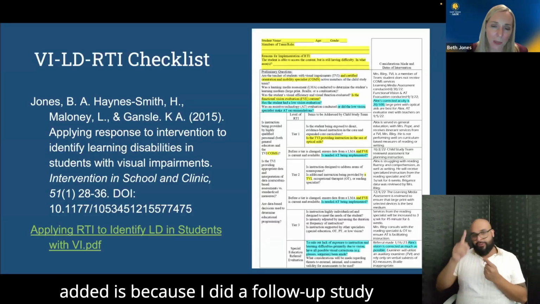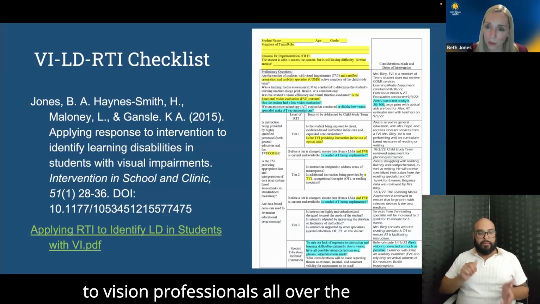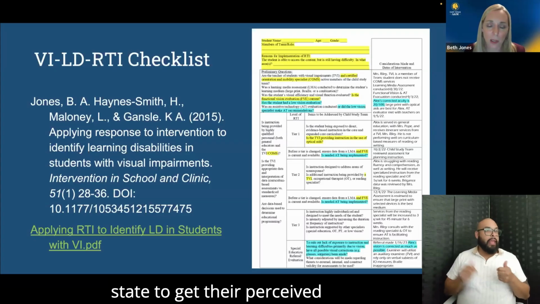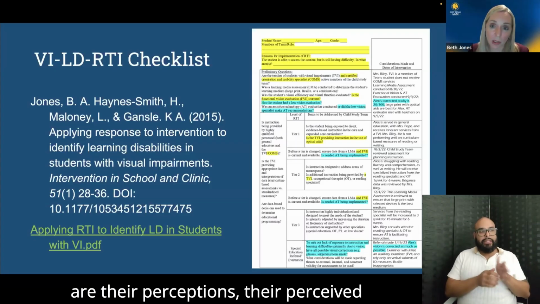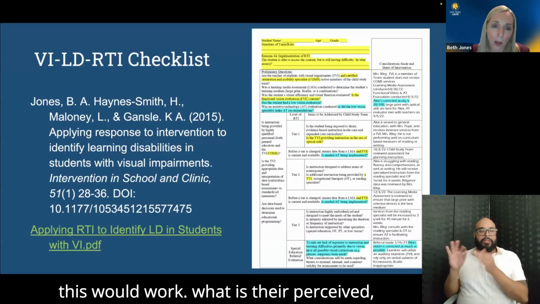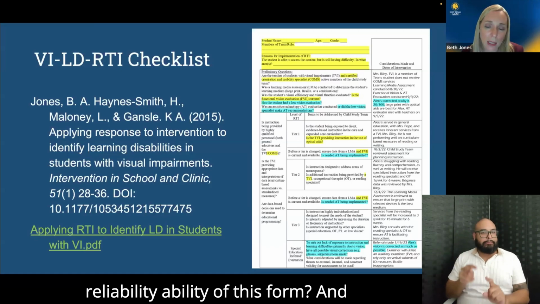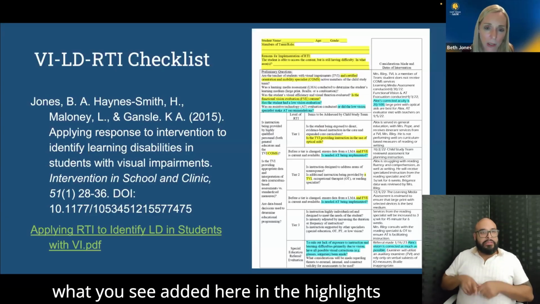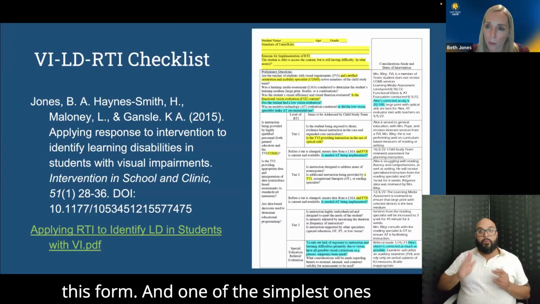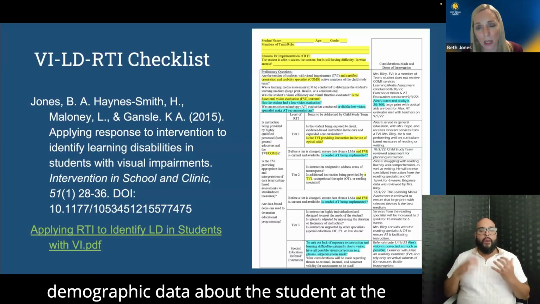And the reason they're added is because I did a follow-up study where I sent out my checklist to vision professionals all over the state and to administrators all over the state to get their perceptions, their perceived relevance, their expectations about how they felt this would work, and their perceived reliability of this form. What you see added here in the highlights are things that came out of that study as what people recommended to be added to this form. And one of the simplest ones was they just wanted a way to add demographic data about the student at the top of the form.